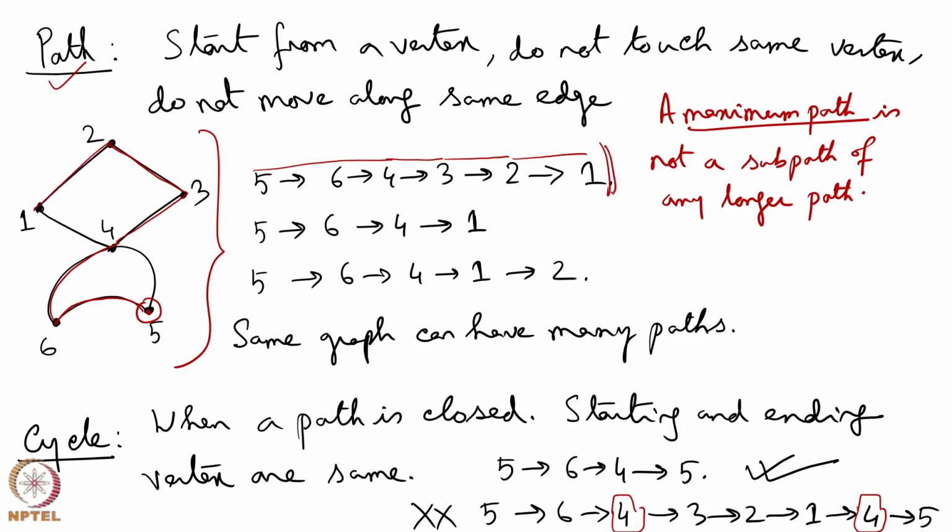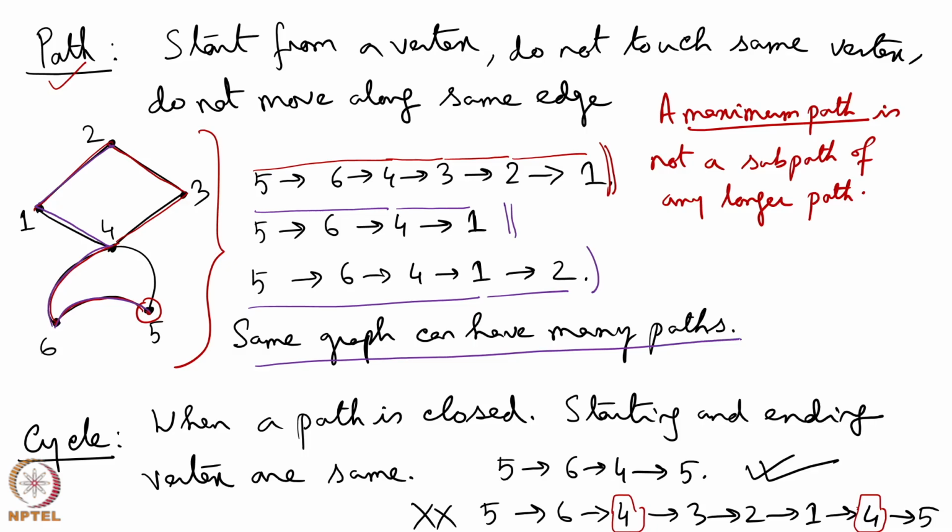Or alternately, from 5 I go to 6, from 6 I go to 4, then from 4 I go to 1. So, that is also another path. Or you can have the prolonged journey 5, 6, 4, 1, and then move one step from 1 to 2, that is another path. So, it is obvious that the same graph can have many paths.